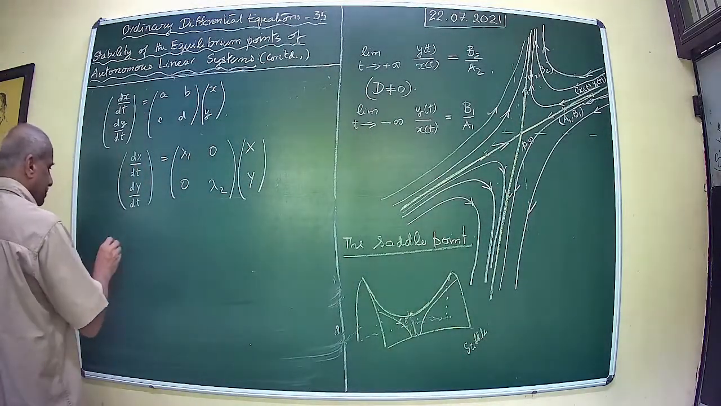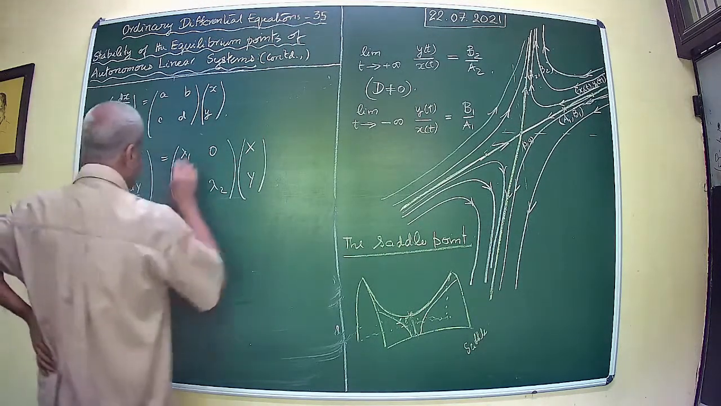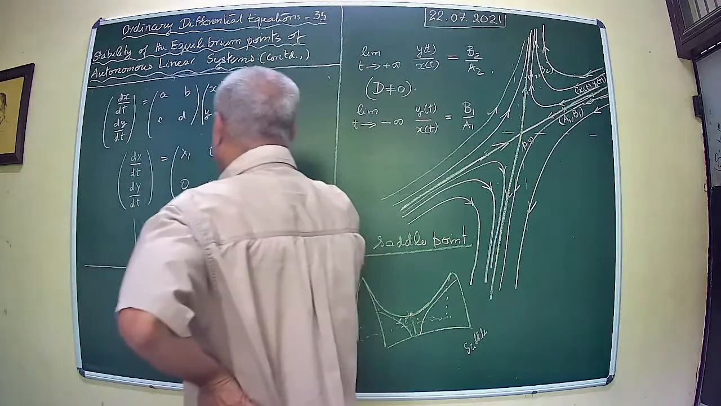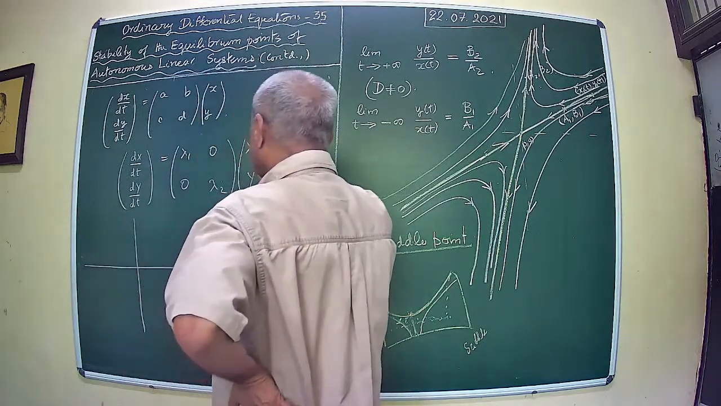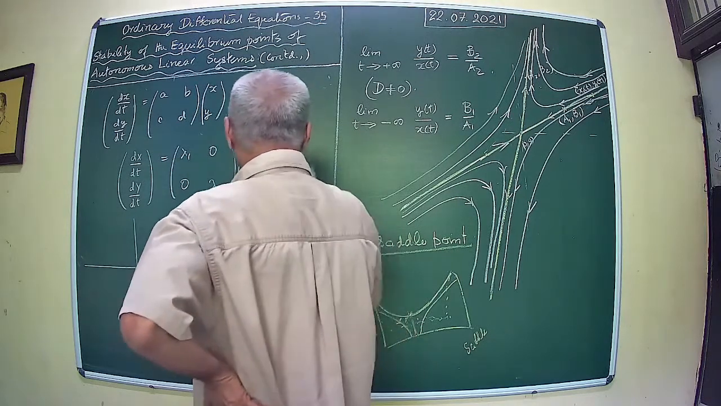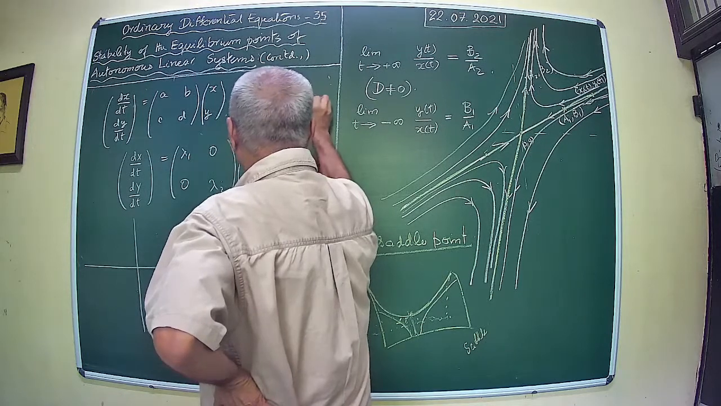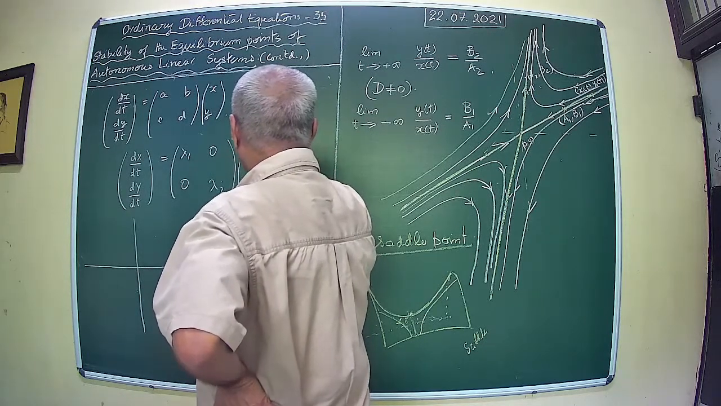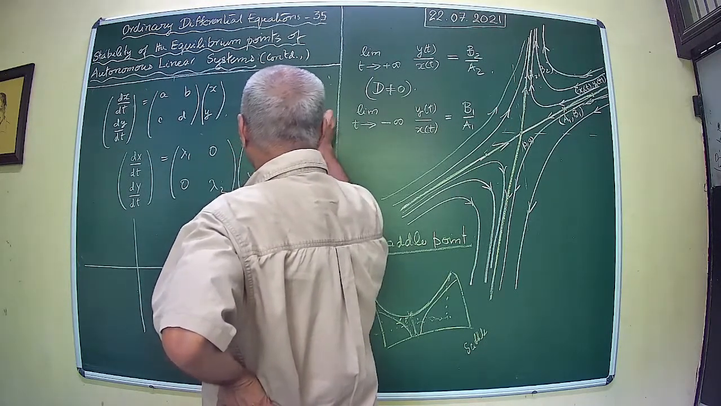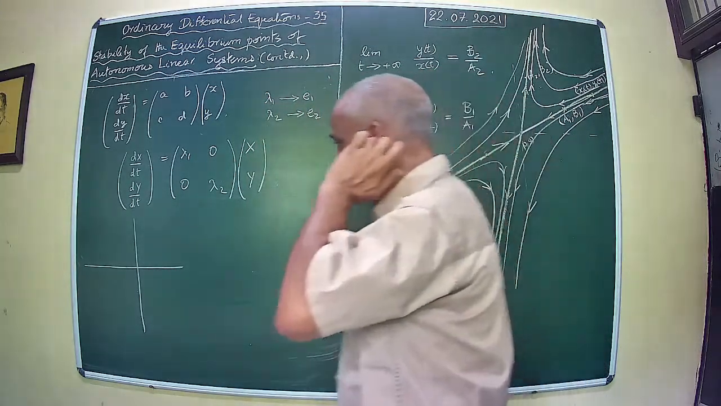Okay, so corresponding to lambda 1, what is the eigenvector that you have? 1, 0. So corresponding to lambda 1, you have got E1. Corresponding to lambda 2, the eigenvector is E2. So it actually simplifies the calculations.